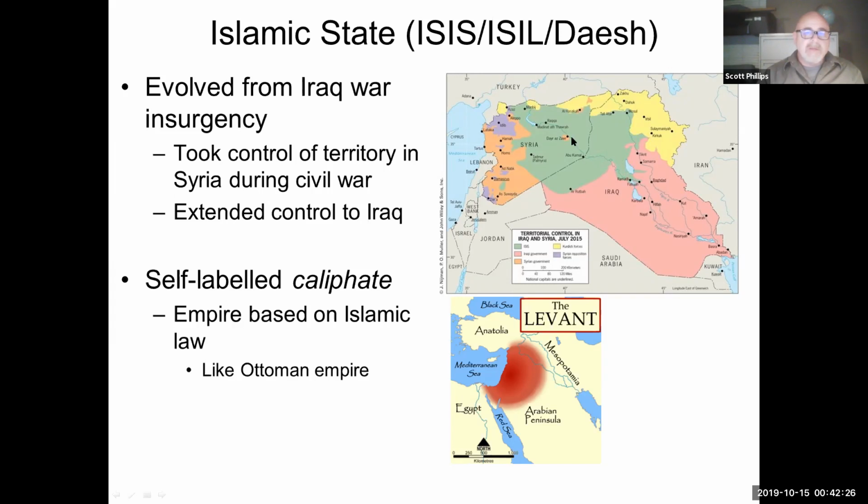Now, speaking of stateless actors, one group that emerged during the civil wars that were happening in Iraq and in Syria was the Islamic State, sometimes called ISIS, sometimes called ISIL, sometimes called Daesh, which is an Arabic word, which is similar. So when the US had invaded Iraq, there was an insurgency that fought back. And as the United States gained ground, the insurgency retreated into Syria and reformed as the Islamic State. And then they came back with a vengeance and extended control over large parts of Syria and Iraq. And they called themselves a caliphate, that they were trying to create a new sort of empire based on Islamic law, something similar to the Ottoman Empire of the past.